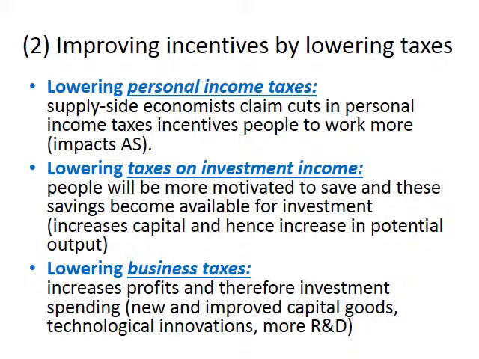Improving incentives by lowering taxes. So if we look at lowering personal income taxes, supply-side economists say that if you cut personal income taxes, people are going to have more incentive to work more. So the AS curve and the LAS curve will shift to the right because there'll be more people working.